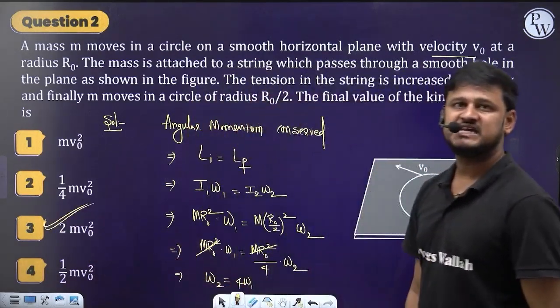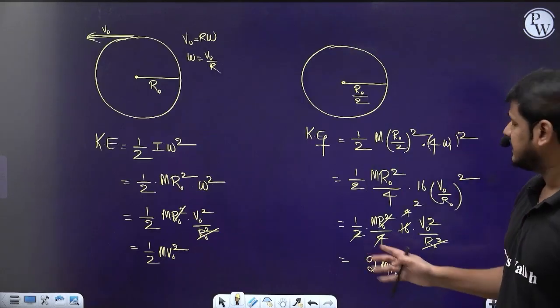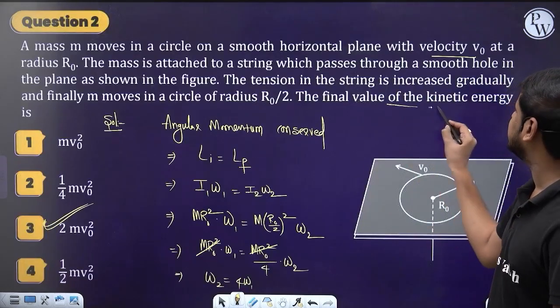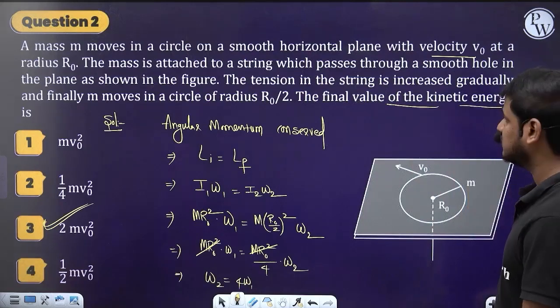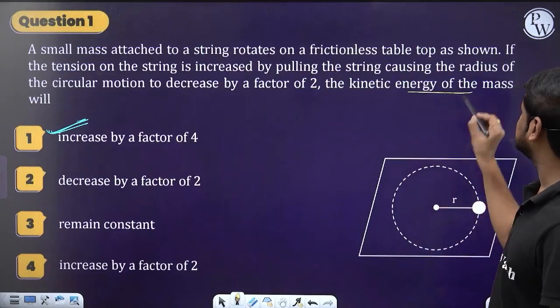Option 3 is the correct one. Clear? Understood everyone? They are asking what is the final kinetic energy, the value of the final kinetic energy. So in the previous question, how much kinetic energy has increased? That's what they are asking.